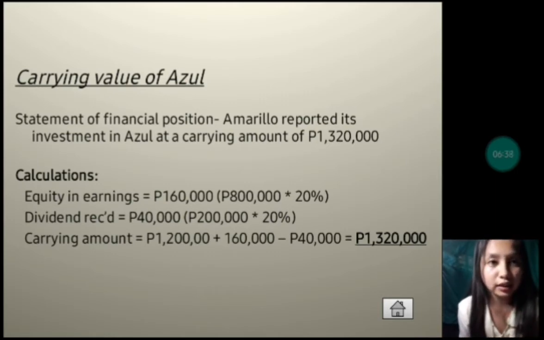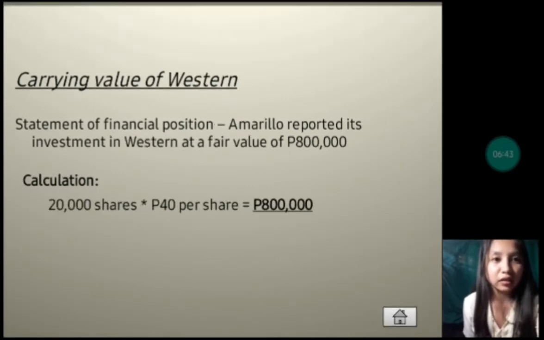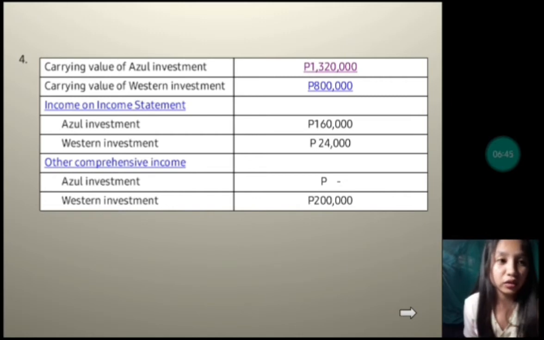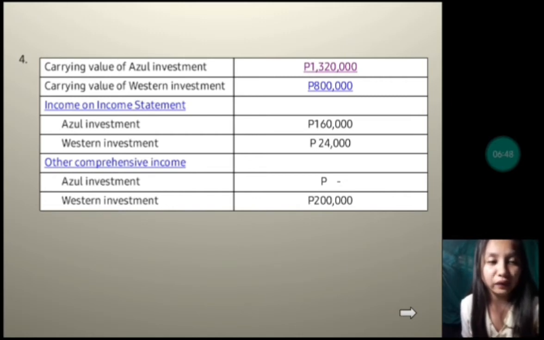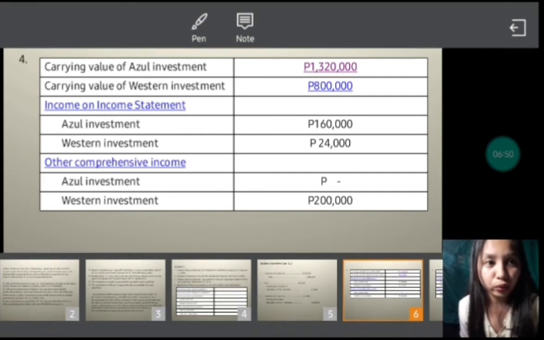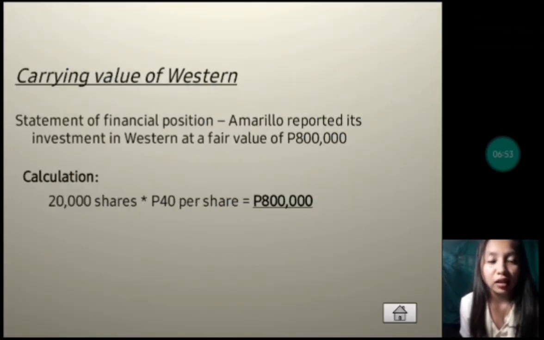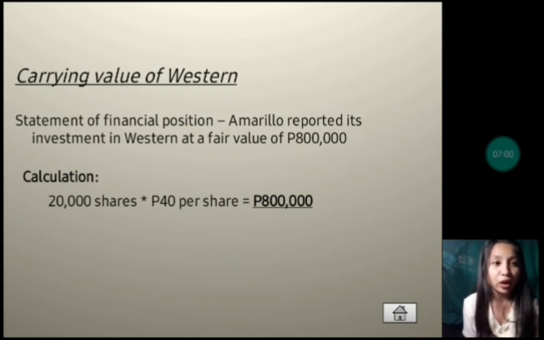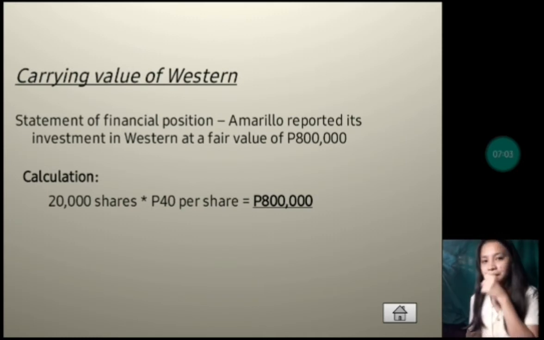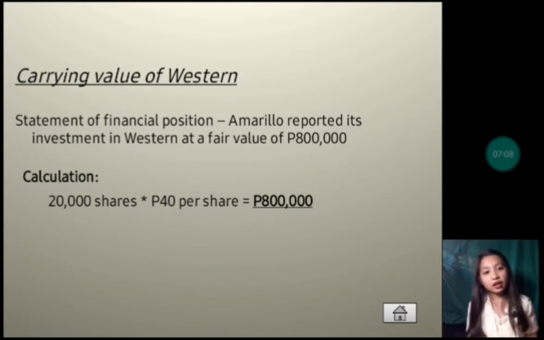Okay. Next is the carrying value of Western investment. So we have 800,000 peso. So where do we get this 800,000? The statement of financial position in Amarillo reported its investment in Western at a fair value of 800,000. The calculation for this is 20,000 shares times 40 peso per share, we get 800,000.